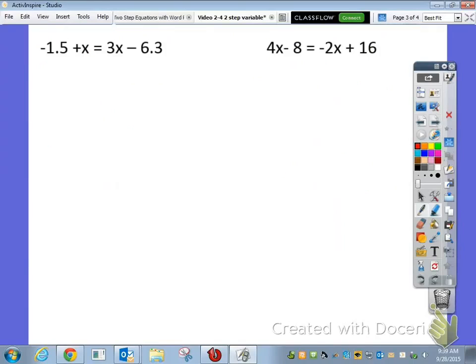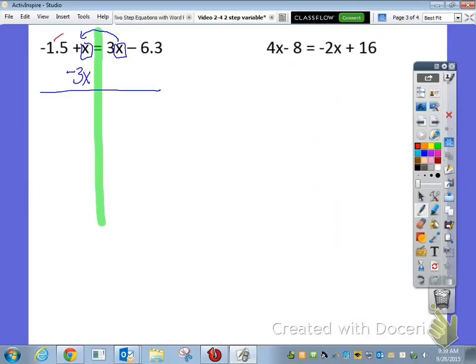Okay, same thing, even if we have decimals, same thing. So draw your line, box your variables. We're not going to do anything different, okay? Variables to the left. So opposite of a positive is a negative 3x. And I want numbers that don't have a variable on the right.